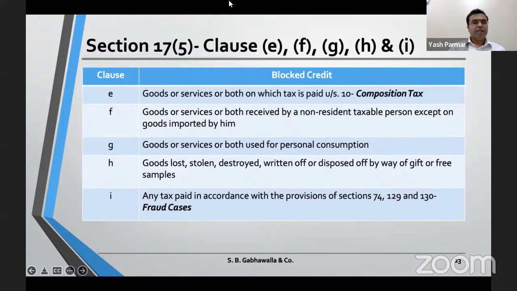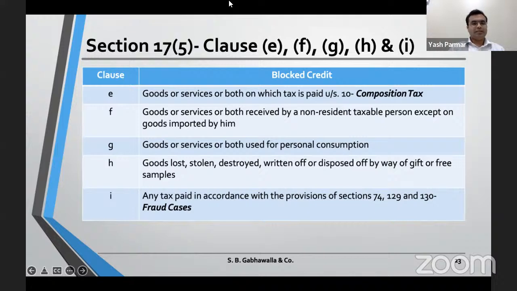Clause H deals with ITC in relation to goods which are lost, stolen, destroyed, written off, or disposed of by way of gift or free samples. We will understand this clause with the help of a few examples in the subsequent slide.